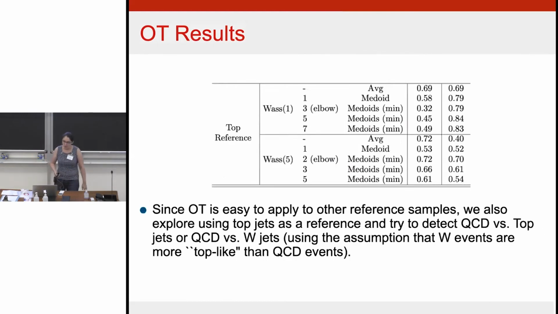One other thing that we explored in the case of optimal transport was top reference samples. So there have been autoencoders attempted to train on top, but as we all know, that's a very challenging thing to do. In the case of these reference samples, it's actually pretty simple to apply this to a new reference sample. And so basically, we just take the same architecture and apply it to a new reference sample and try to solve the same problem, either QCD versus top or QCD versus W jets, using kind of a semi-supervised approach that assumes W events are kind of more top-like than QCD events. And we basically find similar assumptions.